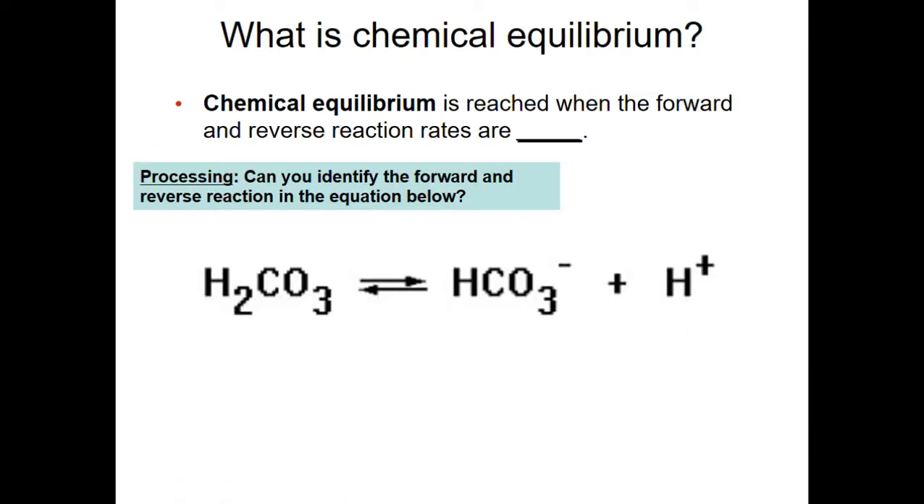So let's talk about chemical equilibrium. Chemical equilibrium is reached when the forward and reverse reaction rates are equal. Can you identify the forward and the reverse reaction in the equation below? The forward will be going to the right, and the reverse reaction will be going to the left.